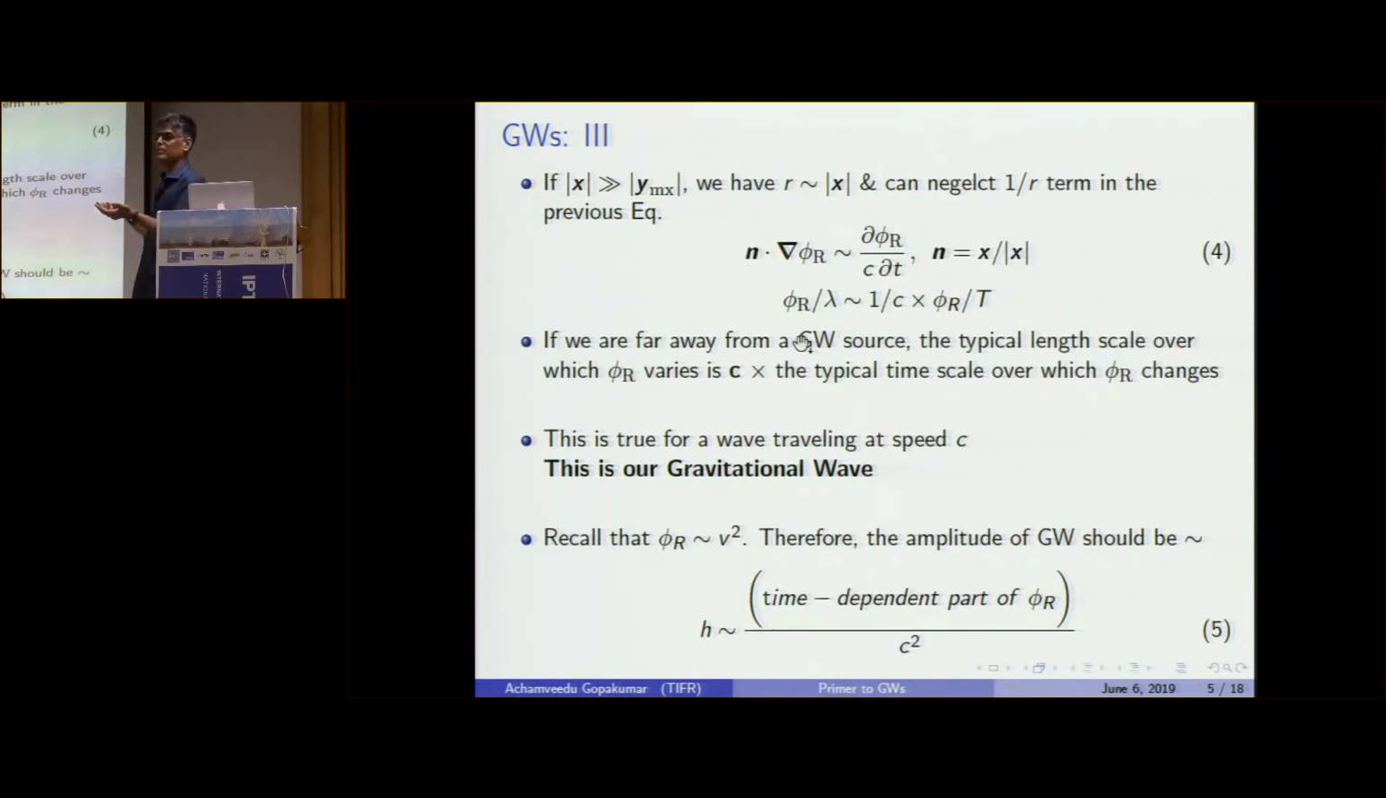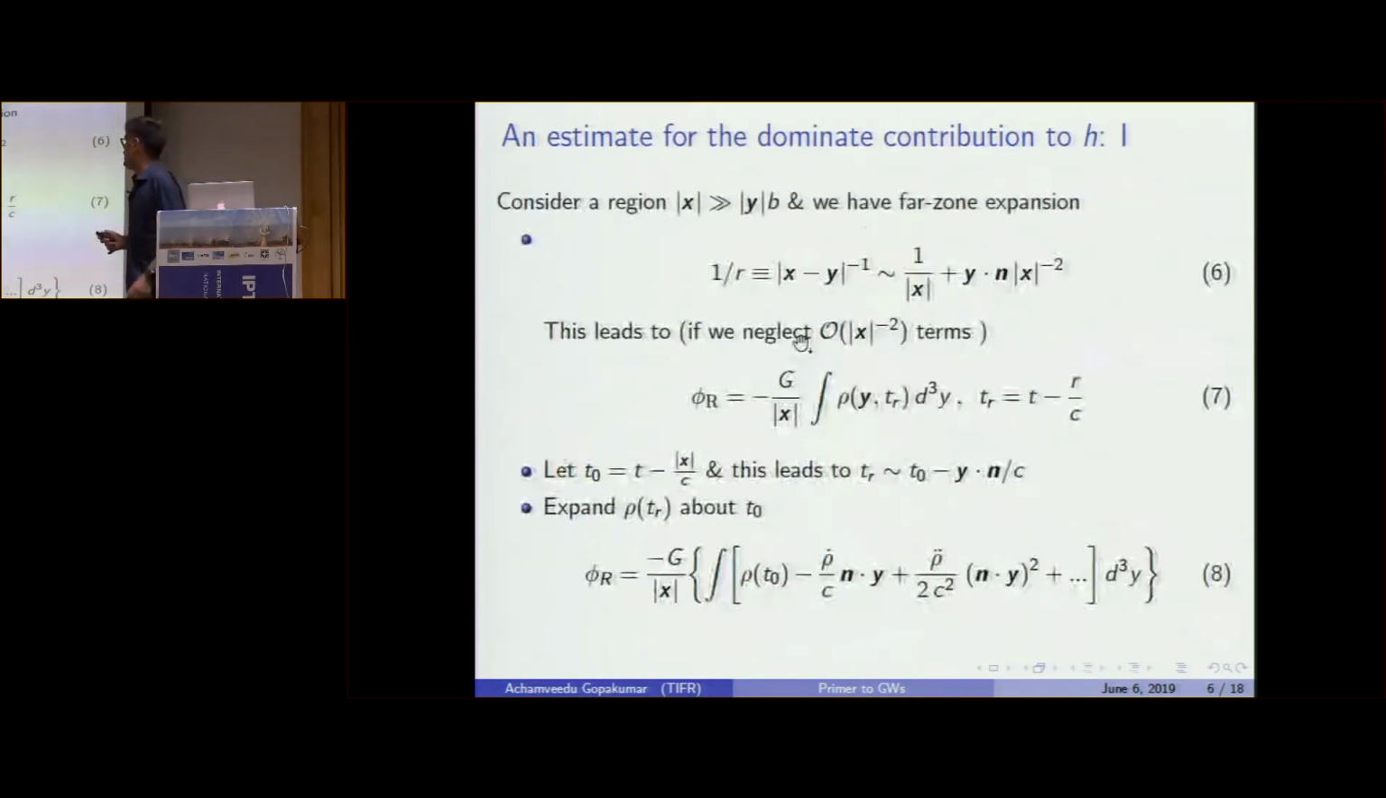It's a property of the wave. Okay? If the typical length scale over which a certain quantity varies is given by c times the time scale over which the quantity varies, that essentially is a definition of a wave. And here is a wave that propagates with c. Of course, there's no GR here. Everything is put in by hand. Now, the Newtonian potential is like v squared. So, if I want to get the amplitude of such a wave, I just have to divide this by c squared. So, all I need to do to get the amplitude of the gravitational wave is to look into the time dependent part of this potential and divide that by c squared. That's all.